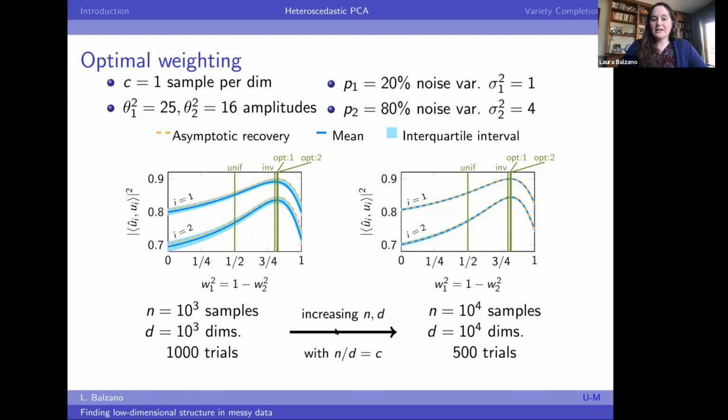And then as we increase just by a factor of 10 here, so 10,000 samples and dimensions, we have extremely tight concentration already. So even in these pretty moderate size problems, optimizing that asymptotic recovery curve also seems to optimize the recovery curve in the finite sample regime.